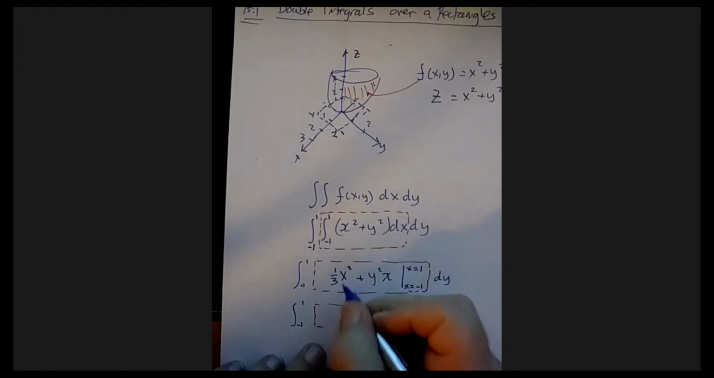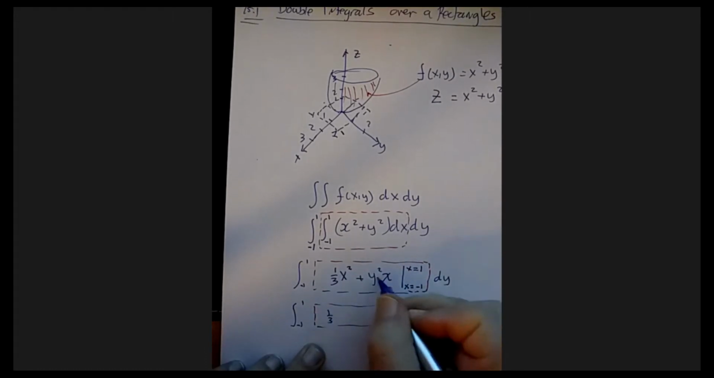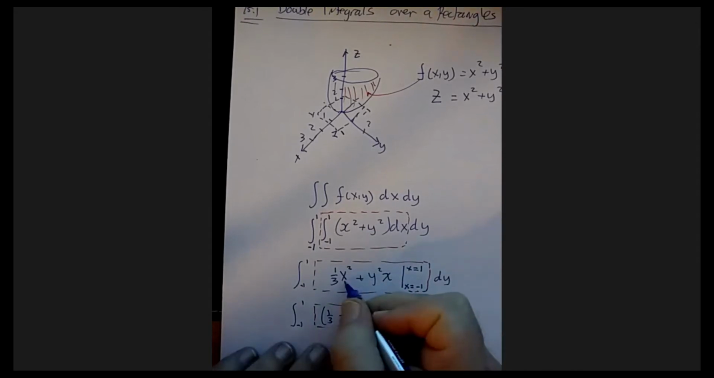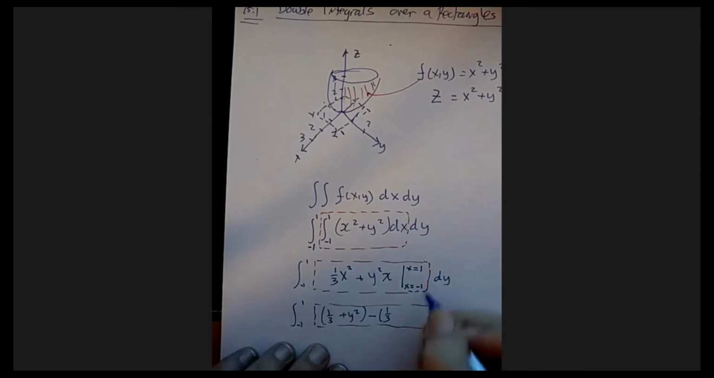Well, what's it going to be? Plug in 1, you get a third. Plug in 1 here, you get y squared. Take away, plug in -1, you get a third. Plug in -1, you get -y squared.